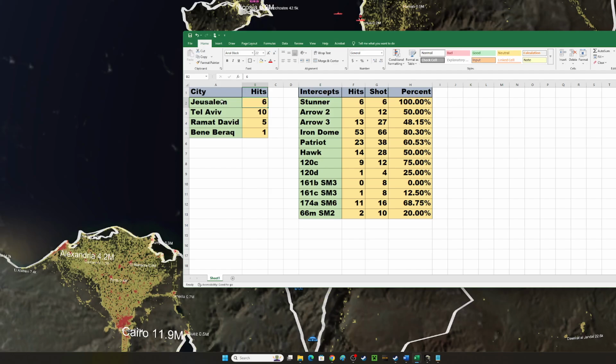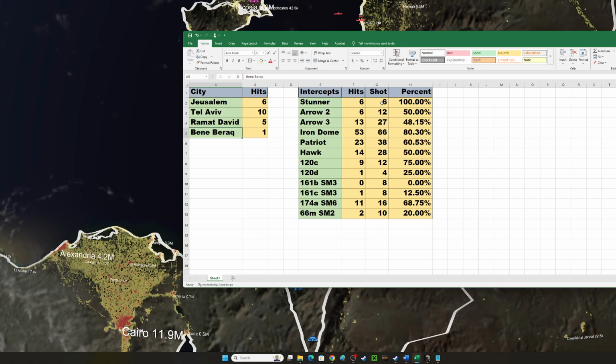So it showed we had 6 hits to Jerusalem, 10 hits to Tel Aviv, 5 to Ramat David, one to this rather Dune-sounding name, Ben Barak, which I just placed in Tel Aviv just to keep it simple, by the way. So interceptors. The Stunner is the David's Sling missile. It intercepted 6 for 6 being fired. But keep in mind, those were short-range rockets. Those were not ballistic missiles. It did not engage the ballistic missiles.